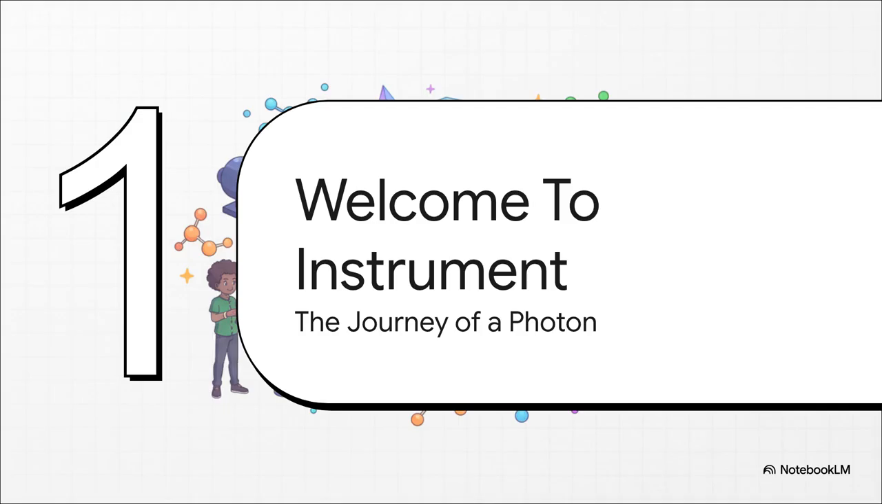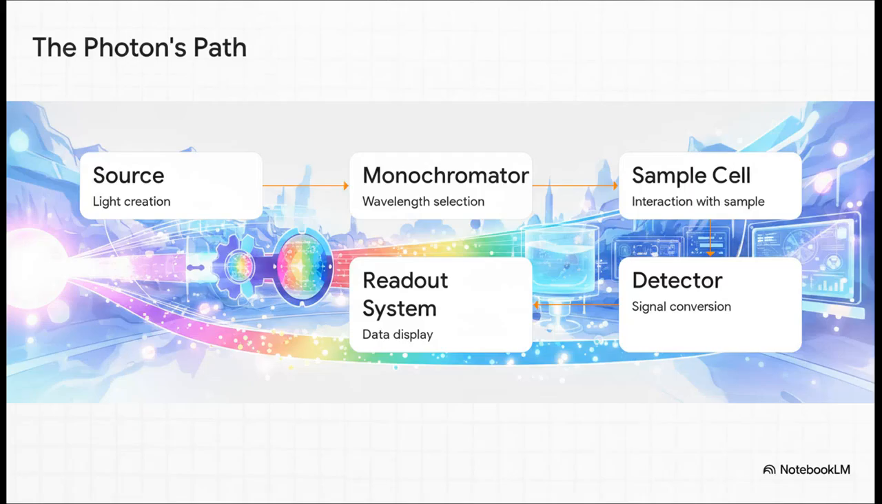All right, Section 1. Welcome to the instrument and the journey of our photon. So, the overarching problem in analytical chemistry is identifying and quantifying stuff we simply cannot see with the naked eye. UV-Visible Spectroscopy solves this by exploiting one really simple, beautiful principle. Different molecules absorb specific, highly precise wavelengths of light based on their unique electronic makeup.